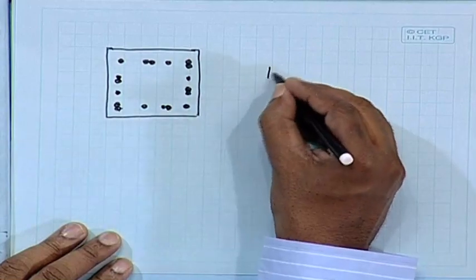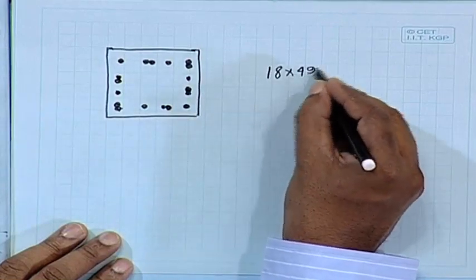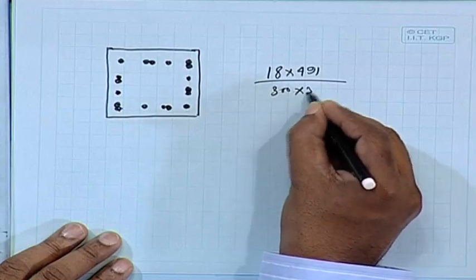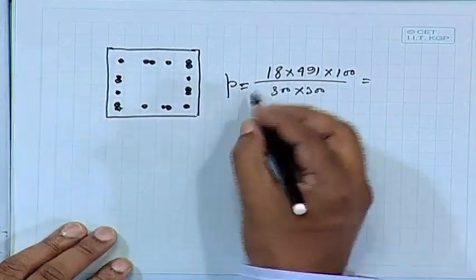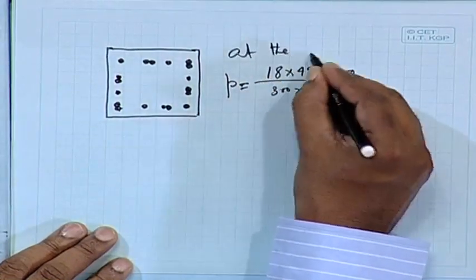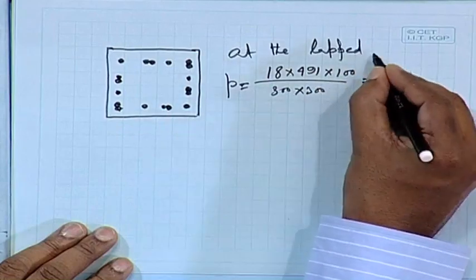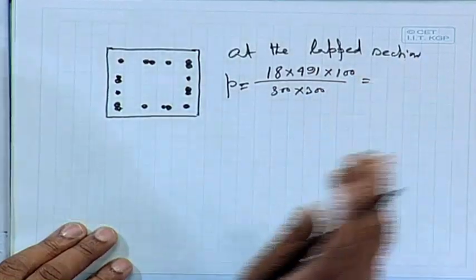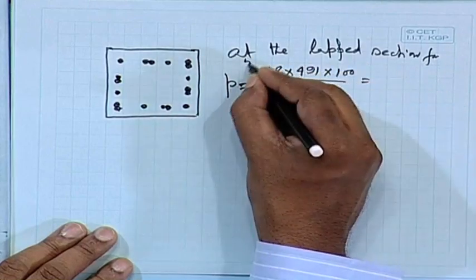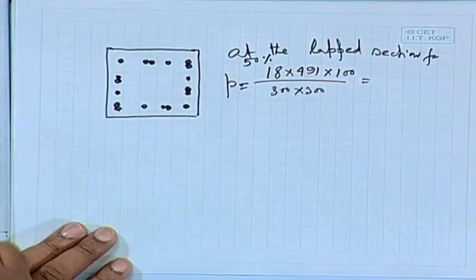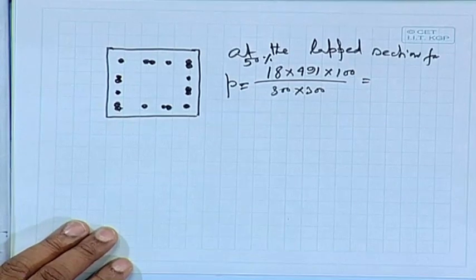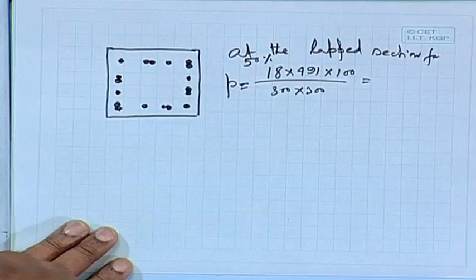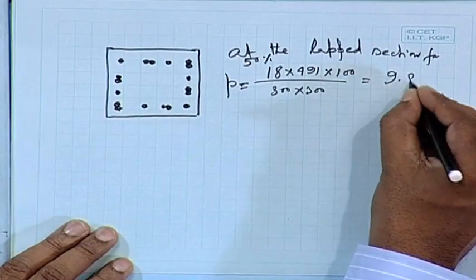So, if you have 18 bars, 18 into 491, the percentage of steel becomes, at the lapped section where you are providing the lapping for 50% of the bars, 9.82%.